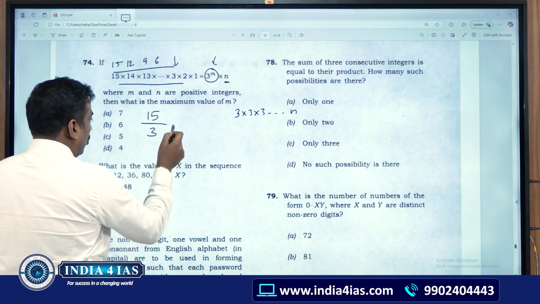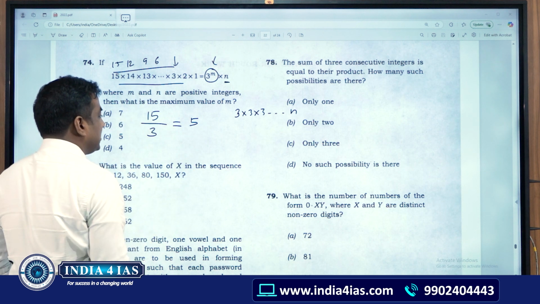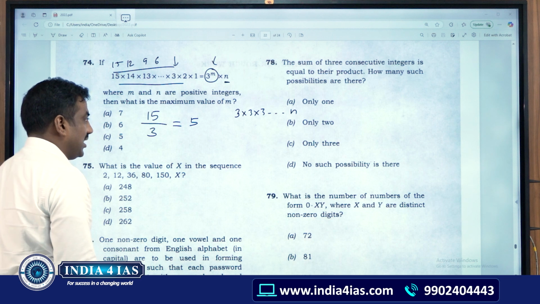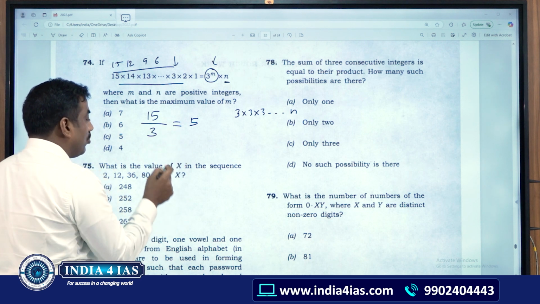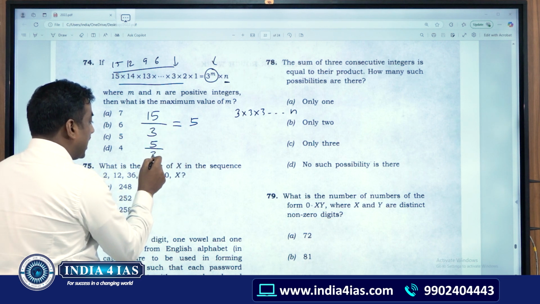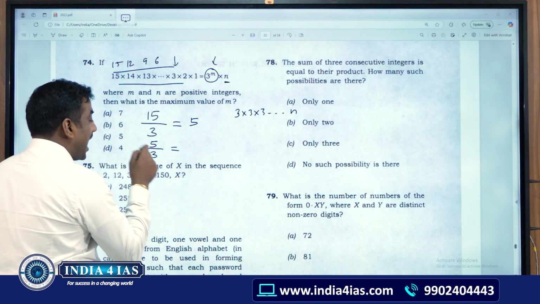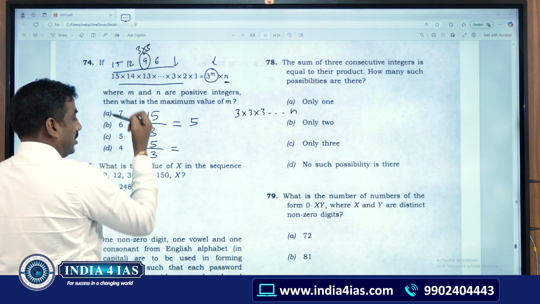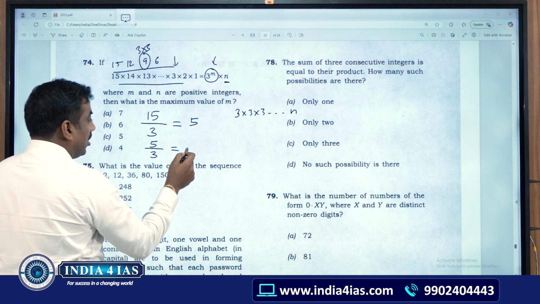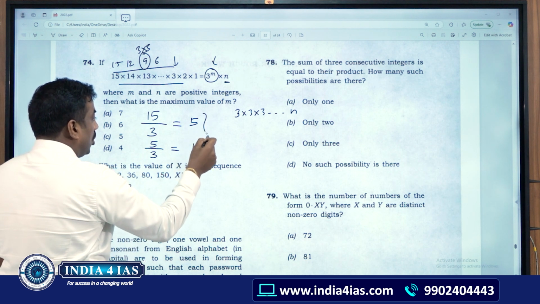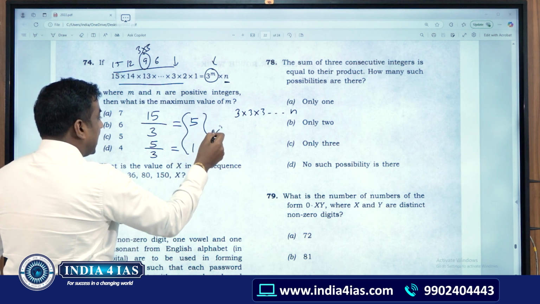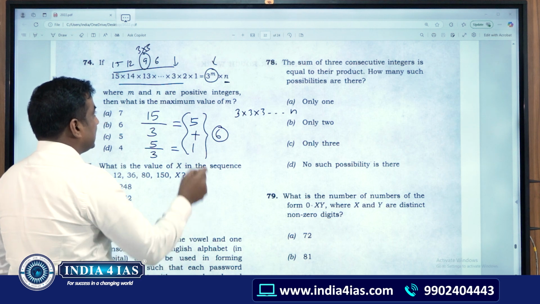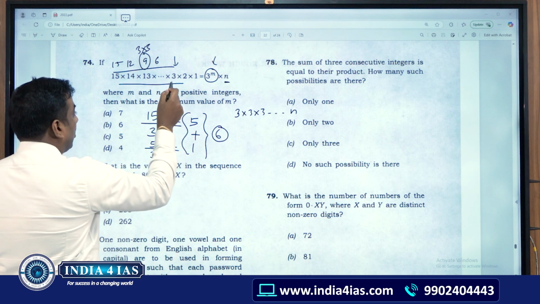15 divided by 3 you do. So 5 multiples of 3 will come. But in that 5 multiples, how many are giving me another 3? For example, 9. 9 is nothing but 3 into 3. So 5 divided by 3 will get me 1. So those many 3's I will get, 5 plus 1. For example, in 3, 1 3 is there.